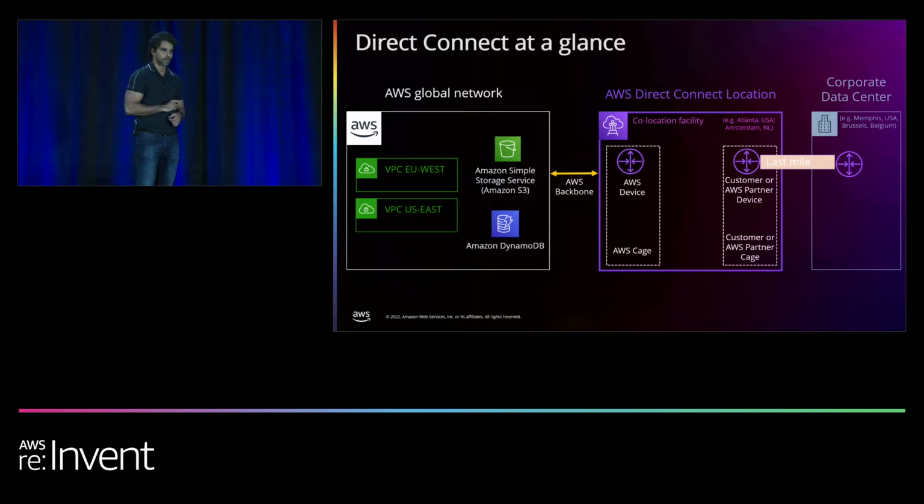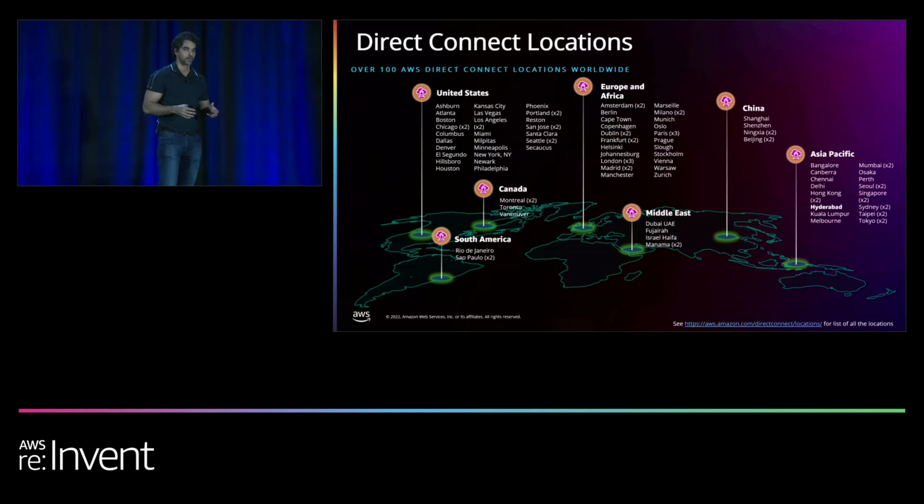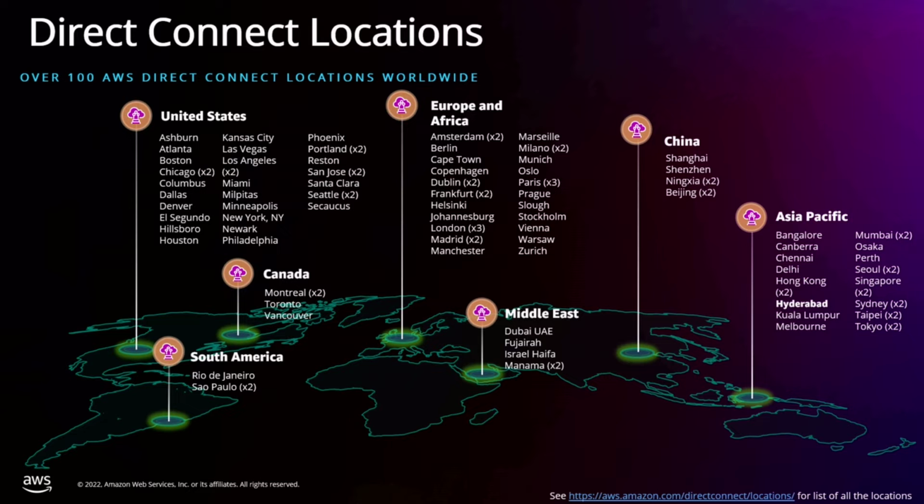Now go to the AWS console or use CLI and request a Direct Connect connection. We give you a letter of authorization using which you can set up a cross-connect. This enables end-to-end physical connectivity from your data center to the AWS global backbone. You can connect to us at over 100 Direct Connect locations worldwide. Now for resiliency, it is recommended that you connect to us at least 2 different Direct Connect locations.